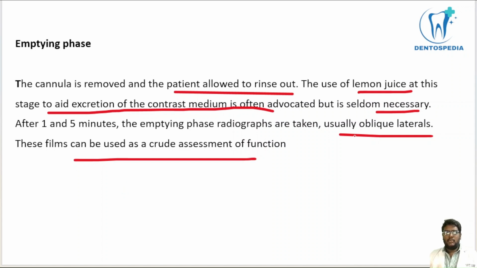Usually oblique laterals is the common radiographic technique which we use in this phase, and then we compare these three radiographs. In the first phase we have taken the radiographs, right, and then in the second phase we have taken one set of radiographs, and then in the third phase we have taken another set. So we compare these three radiographs, and then we assess the glandular function and the position of the stone, right? All these can be assessed.